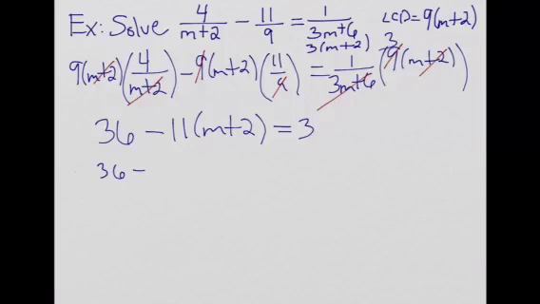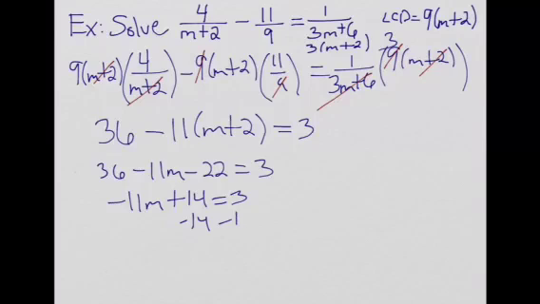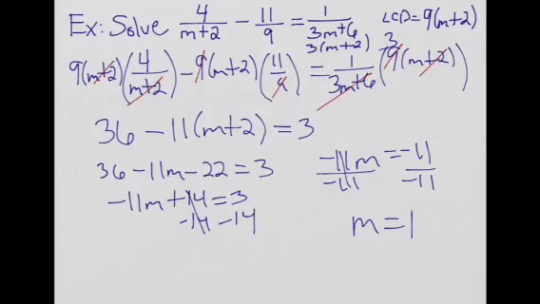So 36 minus 11m minus 22 equals 3. Combine like terms, we get negative 11m. 36 minus 22 gives us 14, so plus 14 equals 3. Subtract 14 from each side, and we wind up getting negative 11m equals negative 11, divided by negative 11, and we get m equals positive 1. So that's what we think our solution is.